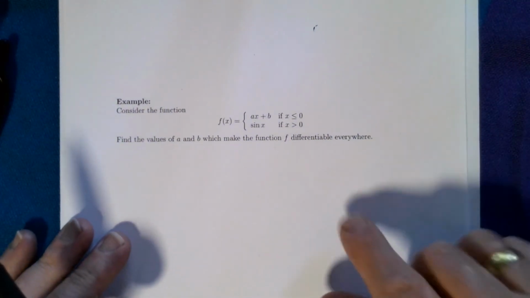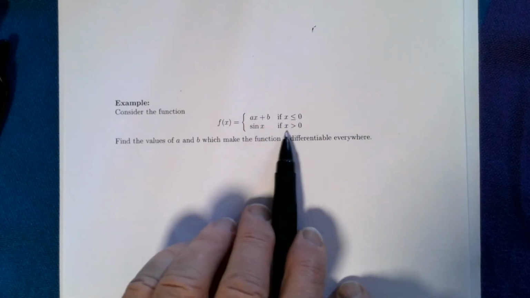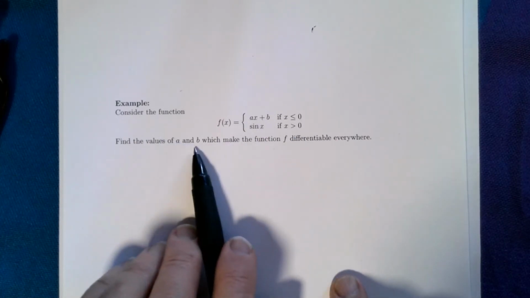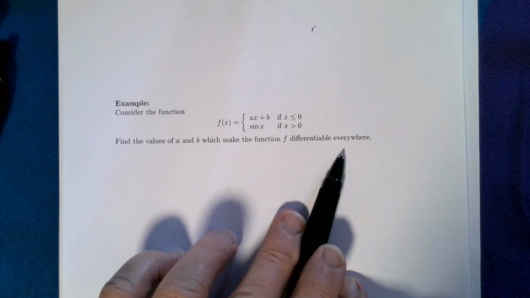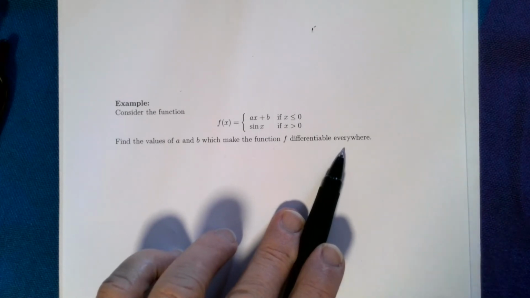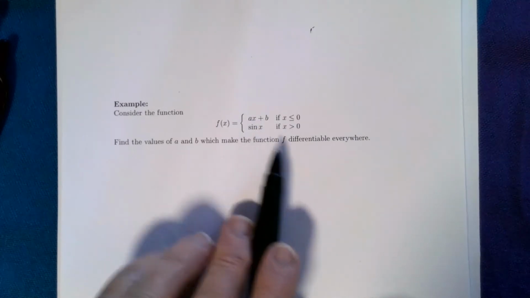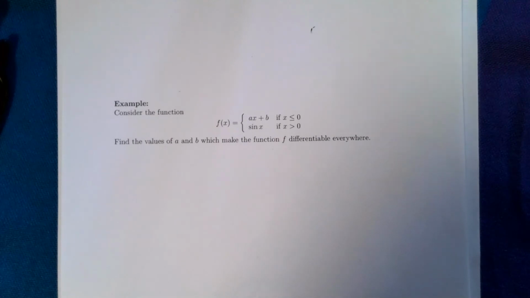Okay, final example. We're going to consider this function here, f of x is ax plus b if x is less or equal to 0, and it's sine x if x is bigger than 0. And we want to find the values of a and b which make the function differentiable everywhere. Now, I've seen examples a little bit like this before, where we just talked about continuity, where we wanted to make sure these two glued together. Now we want to make sure they glue together smoothly. And here is the solution of this one.